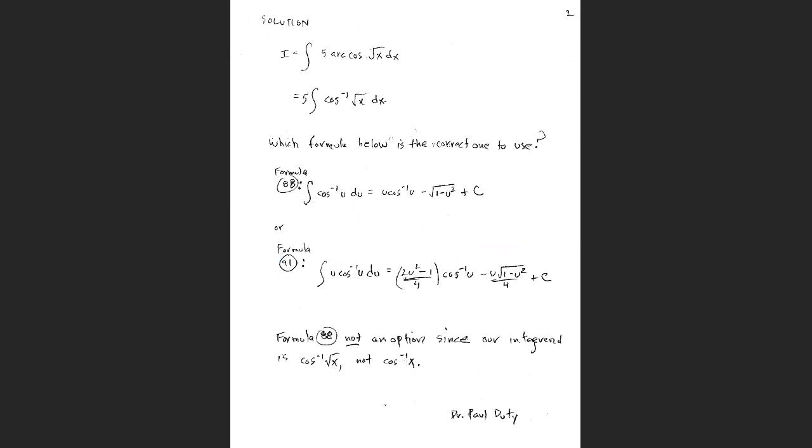Okay, let's go ahead and make that substitution. We're going to let u equal x to the half power. I just wrote the square root of x as x to the half power. If we do that, then du/dx is going to be 1/2 times x to the negative half power. So du will be 1/2 x to the negative half power dx.